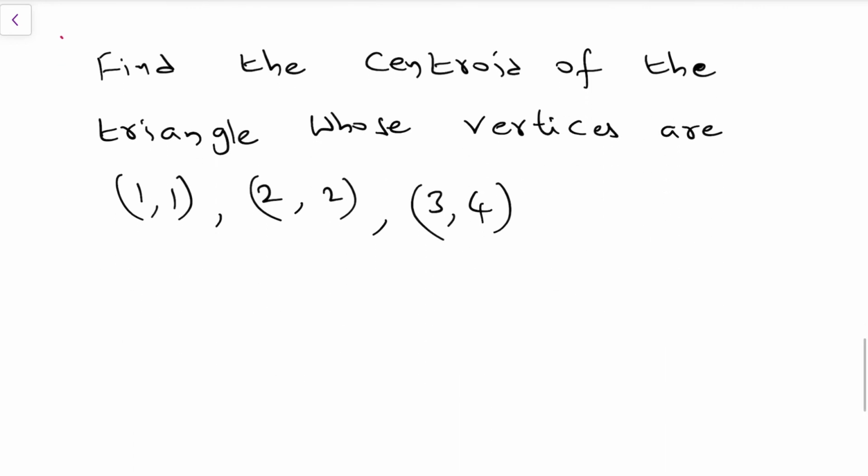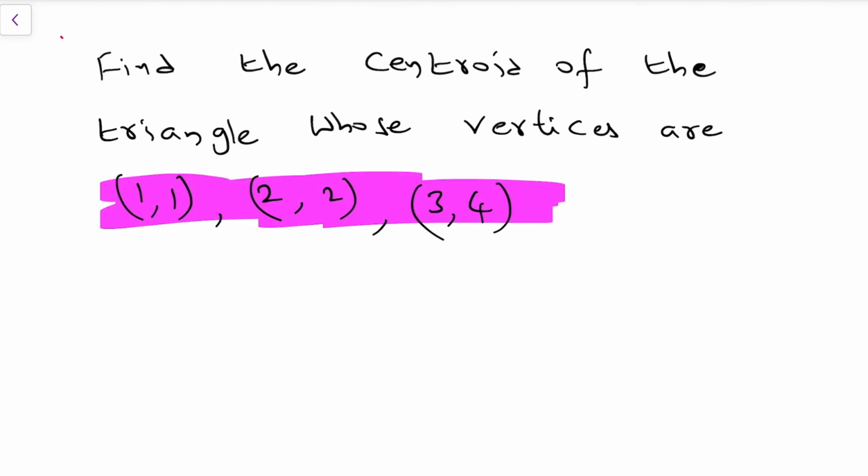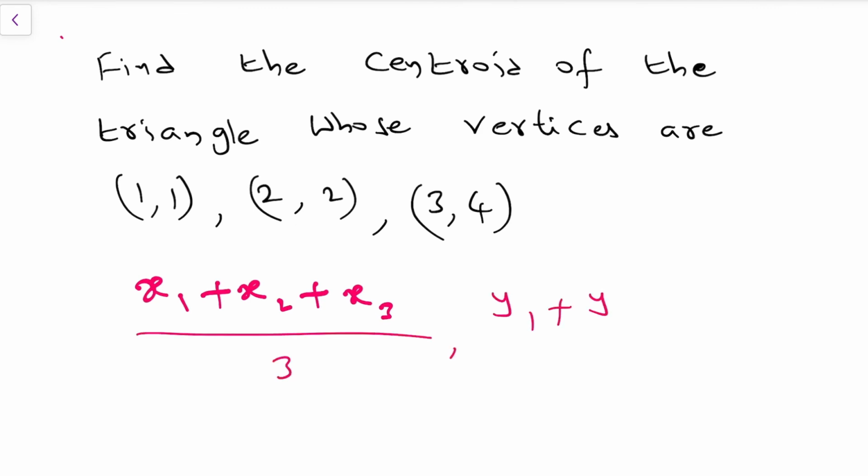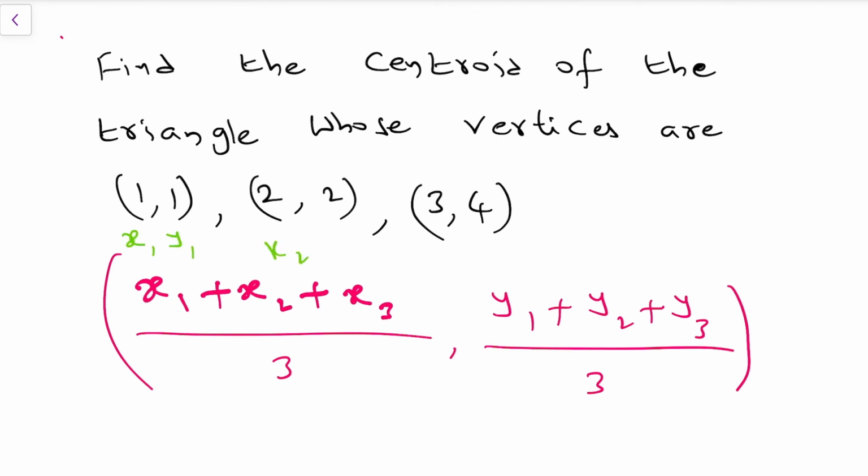Next, find the centroid of the triangle whose vertices are 1, 1, 2, 2 and 3, 4. So what is the centroid formula then? x1 plus x2 plus x3 whole divided by 3, y1 plus y2 plus y3 whole divided by 3. So what are these x1, y1, x2, y2, x3, y3 then?